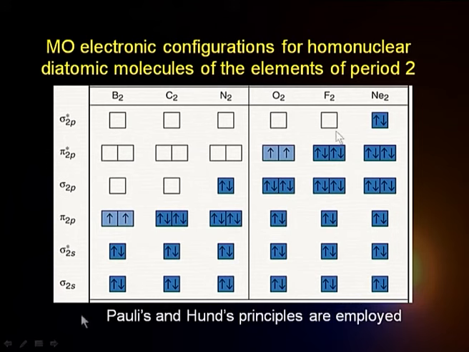And then, as I mentioned earlier, when I am filling electrons into these molecular orbitals, I have to adhere to Pauli's principle and also Hund's principle, and I just fill in the electrons. So, that is a kind of molecular orbital electronic configuration for different diatomic molecules of period 2. Now, again here I would like you to focus on one bit, somewhere here.